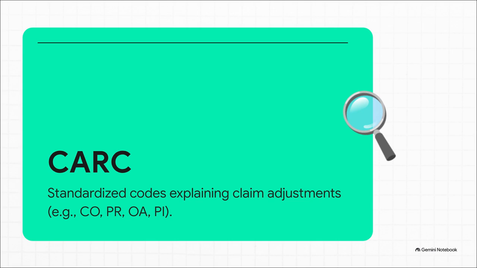You've got your main buckets: PR for patient responsibility, OA for other adjustments, and PI for payer-initiated reductions. But let's be real, the one we battle in the trenches every single day is CO, contractual obligation. When you get hit with a CO code, the provider is contractually bound to write off that balance, unless, of course, you can successfully correct and appeal the claim.